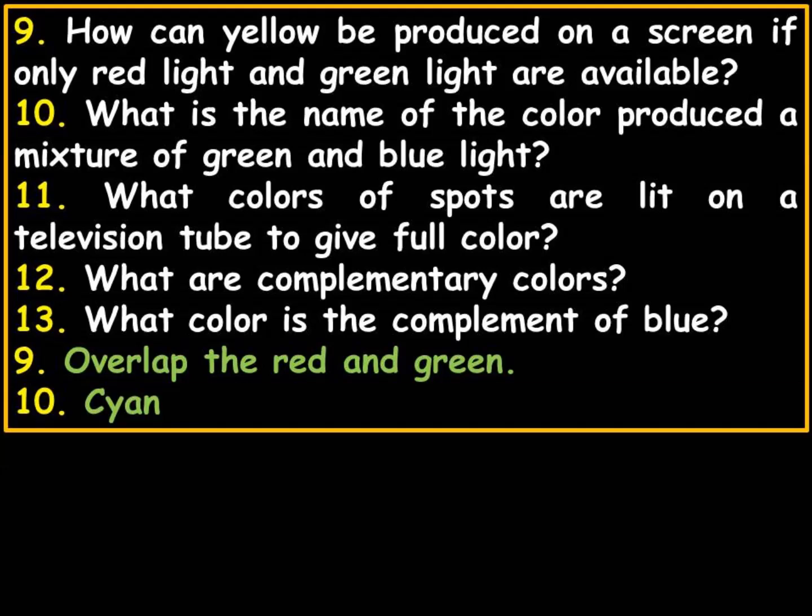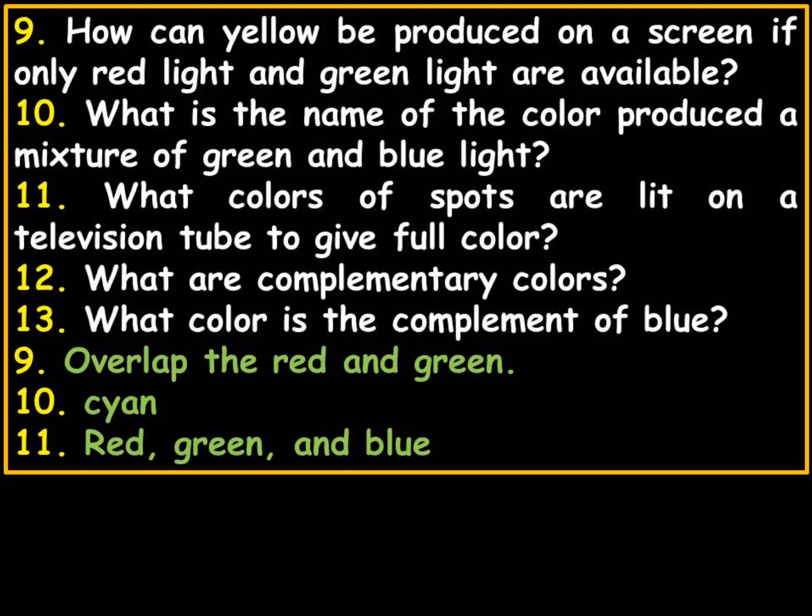Now, next one would be cyan. What is the name of the color produced by a mixture of green and blue light? That's cyan. What colors of spots are lit on a television tube to give full color? And that would be red, green, and blue, the three primary colors of light.